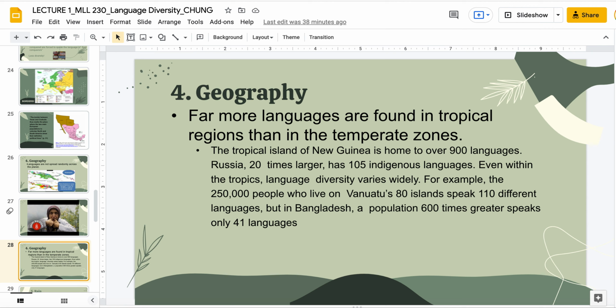So, the tropical island of Papua New Guinea has 900 languages, right? Russia is larger by size, but it only has 105. But it's not only the size. It's not saying that the smaller you are or the more densely populated you are, the more different languages you're going to speak, because Vanuatu, they speak 110 languages, but in Bangladesh, they speak 41.